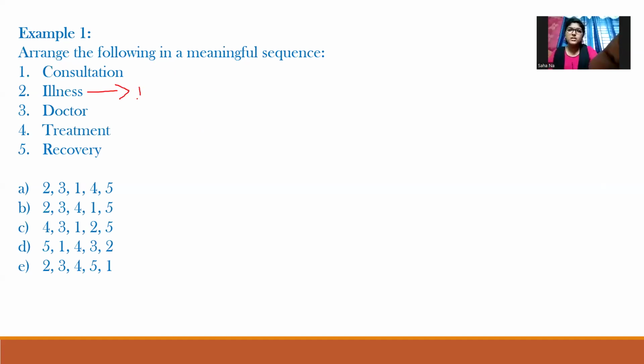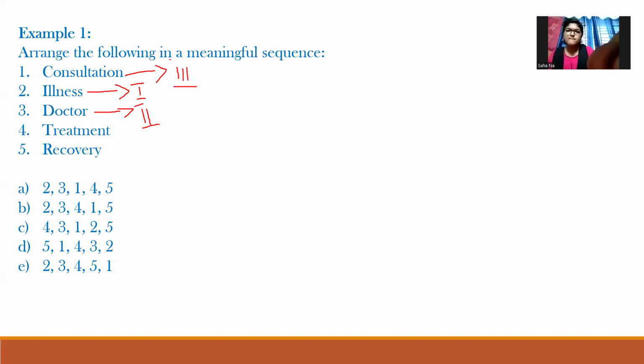Illness, then doctor, then consultation. If you have an illness, whom do you approach? Do you directly go to consult someone? First you approach a doctor, because consultation is again a process. When you meet a doctor, what happens? That meeting is called consultation. So it's only when you get the doctor that you have consultation. Say if the doctor is not available, you will not have consultation.